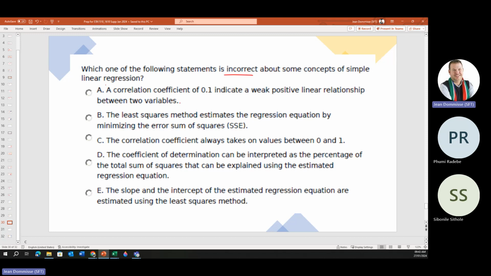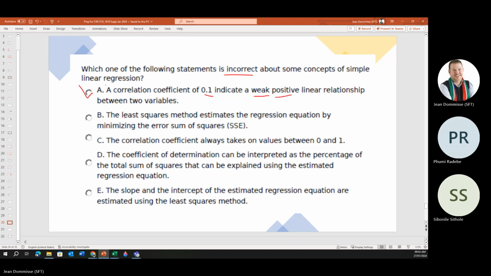A: A correlation coefficient of 0.1 indicates a weak positive linear relationship. Weak, yes, because it's smaller than 0.5. Positive, yes, because it is 0.1 and not negative. So that is correct. Strong would have been anything like 0.6, 0.7. Negative would have been minus 0.1 or 0.2 or whatever.